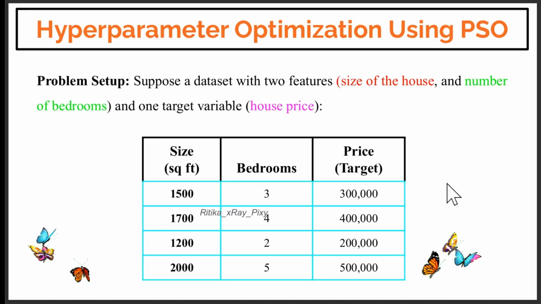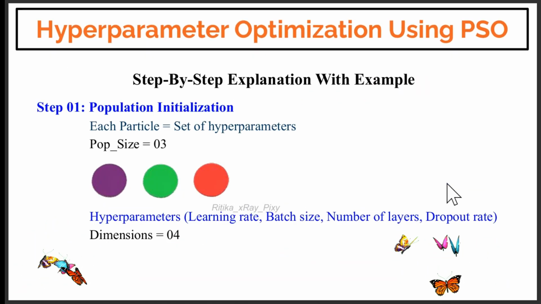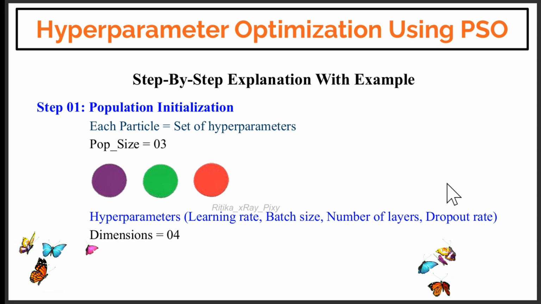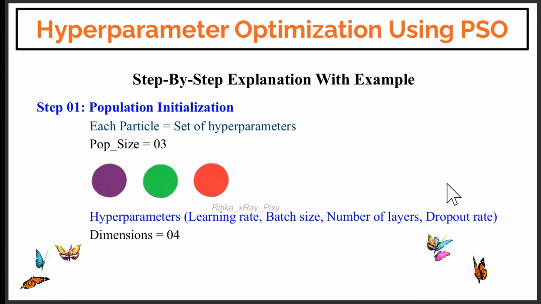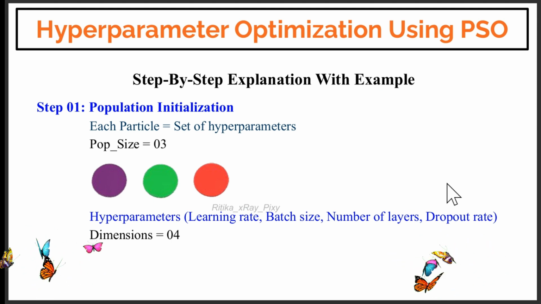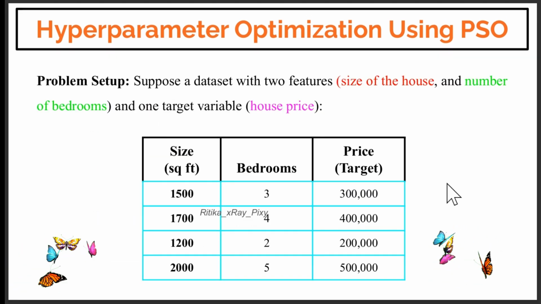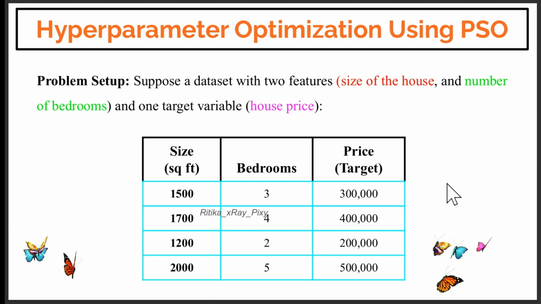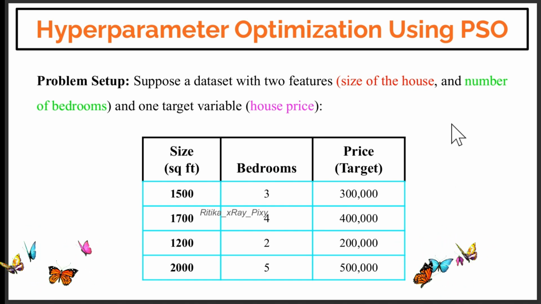Now we will try to understand this process of using PSO to optimize the hyperparameters of a CNN for predicting house prices with a simple example, step by step. First we have the problem that we know. We have a small data set with two features: size of the house in square feet and number of bedrooms, and one target variable, that is the house price.